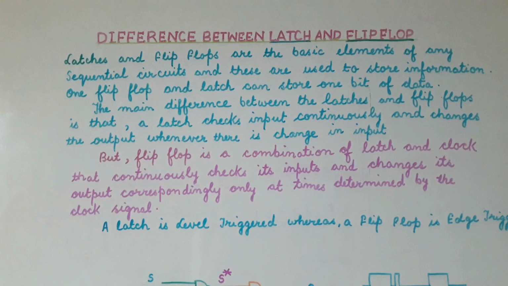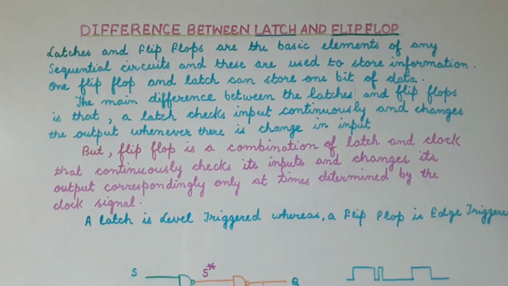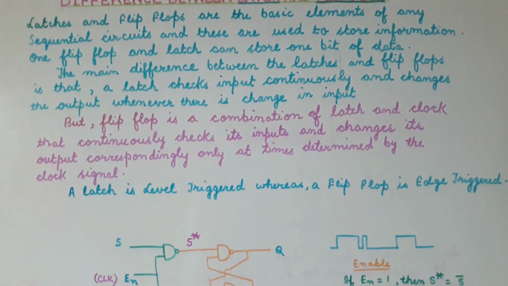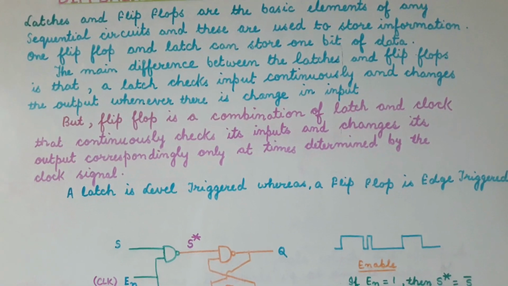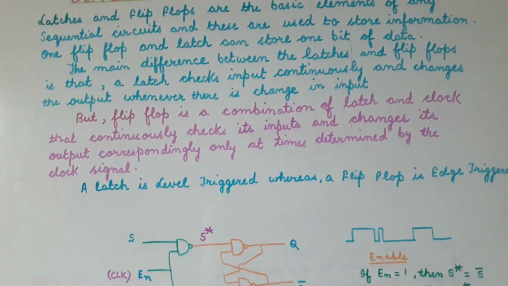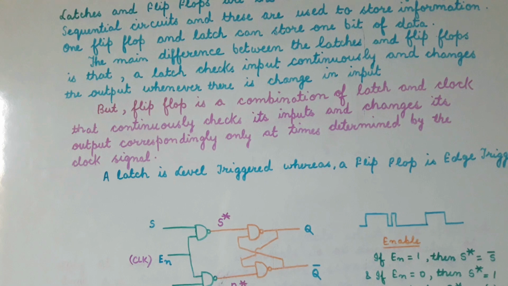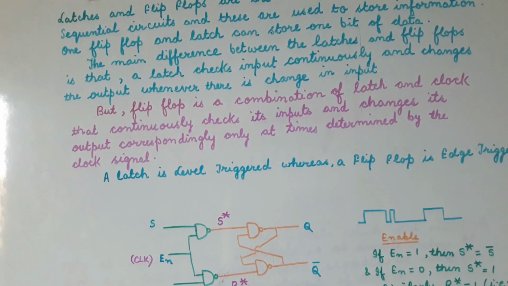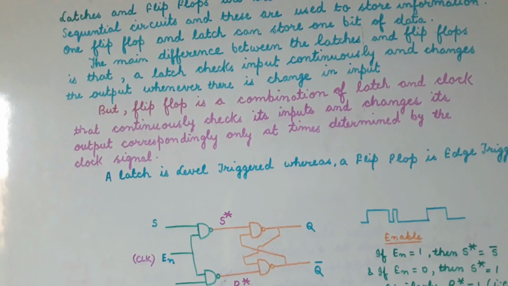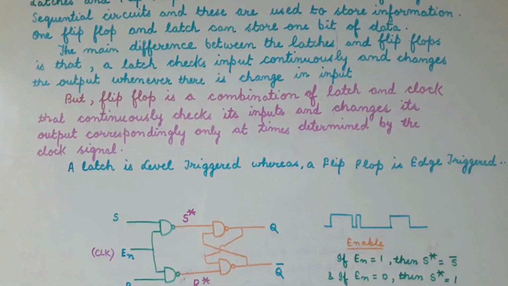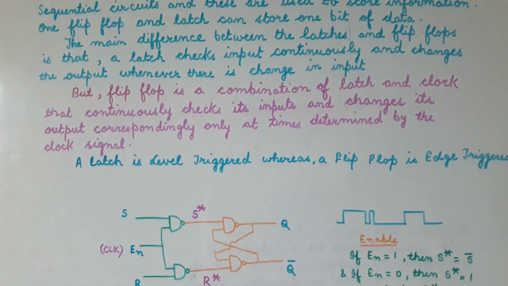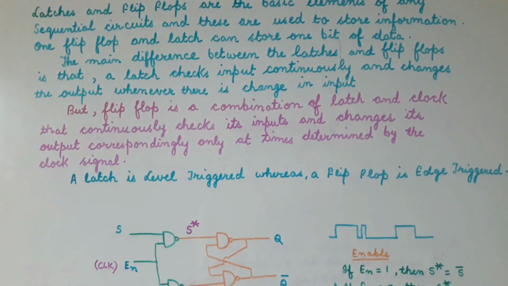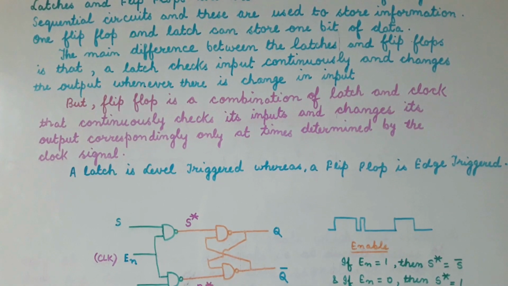And we know that a latch is level triggered, whereas a flip-flop is edge triggered. So we can call it a flip-flop when it checks for the input, and the circuit will be operational only when the clock is changing from high to low or from low to high. So this is the difference between a latch and a flip-flop.